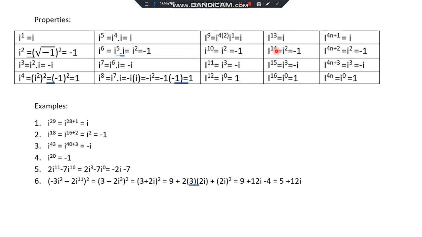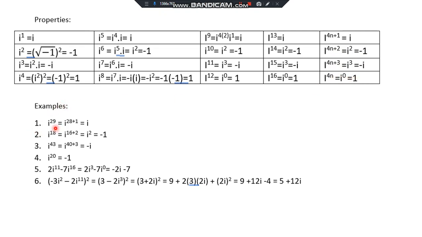14 divided by 4, what is the rest? 2, so i squared is minus 1. 15 divided by 4, the rest is 3, so it's i^3, minus i. 16 divided by 4, no rest, so i^0 is 1. So that's why i power 4n plus 1, if remainder is 1 when you divide by 4, i is i. If remainder is 2, it's minus 1, i squared. If remainder is 3, i cube is minus i. If no remainder, it's 1.